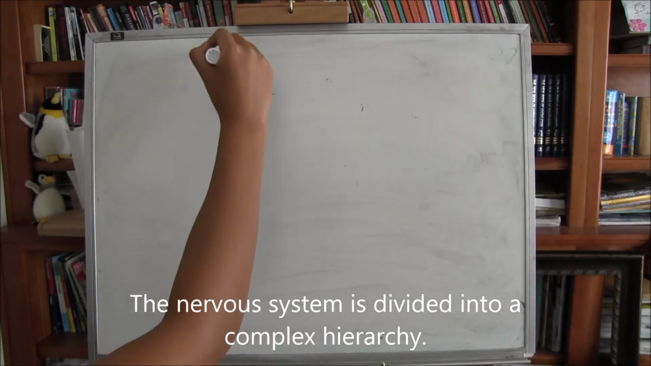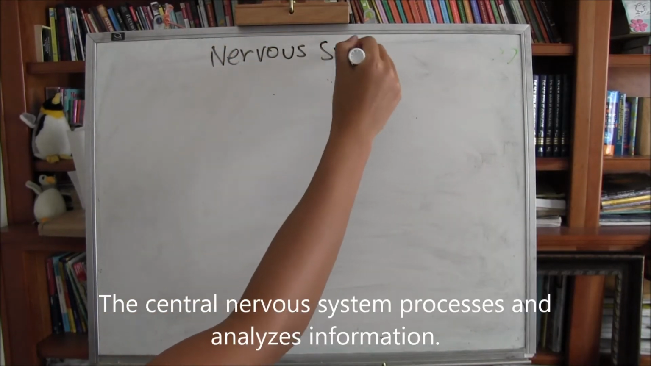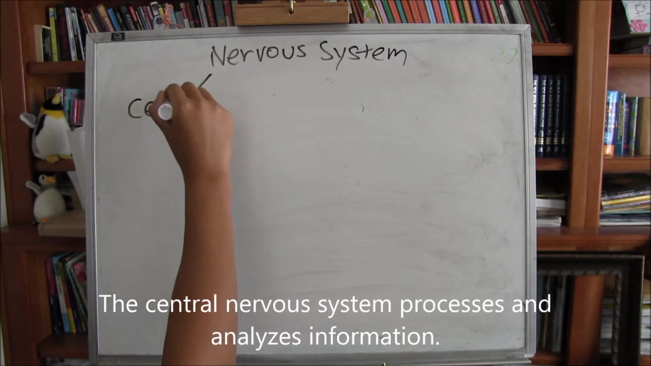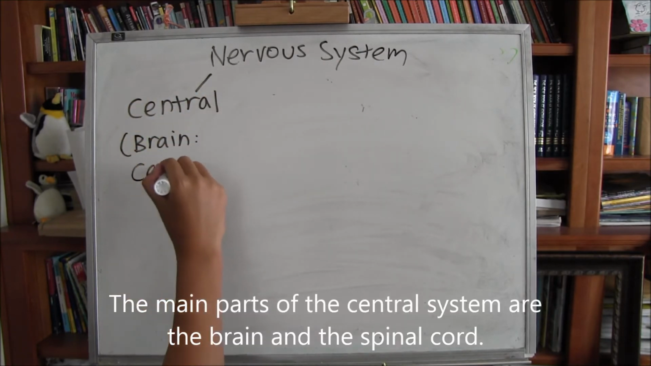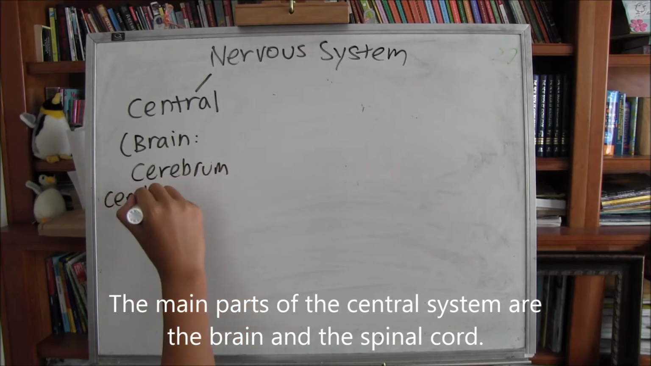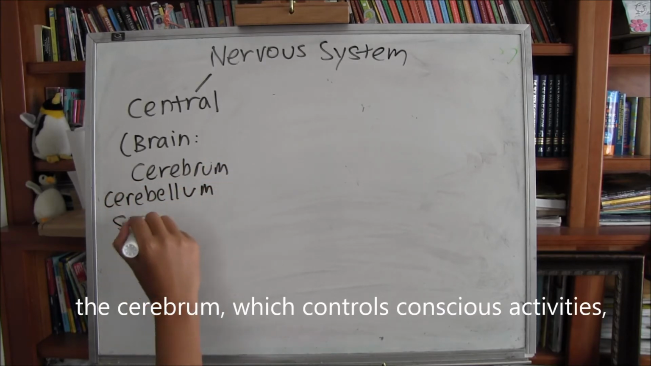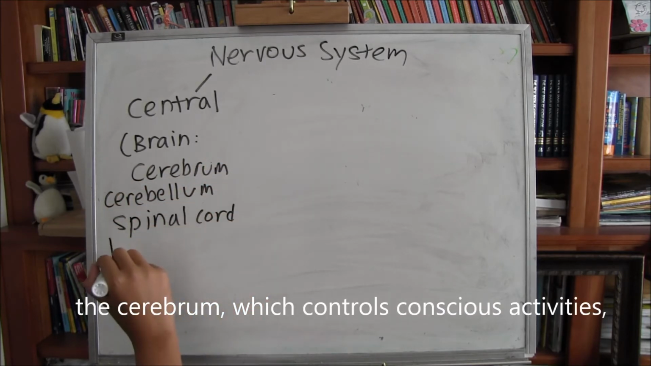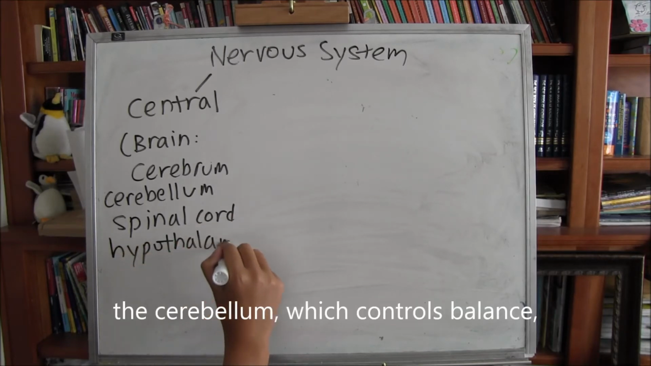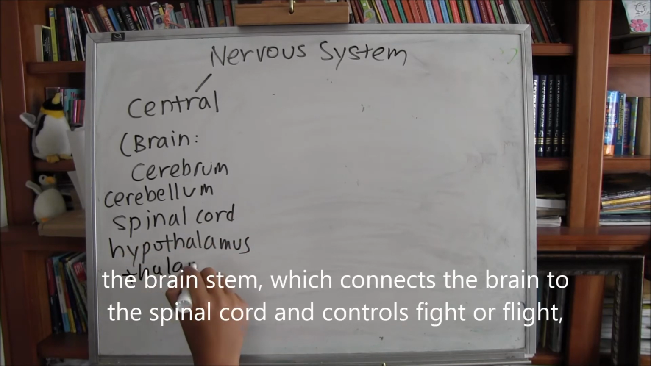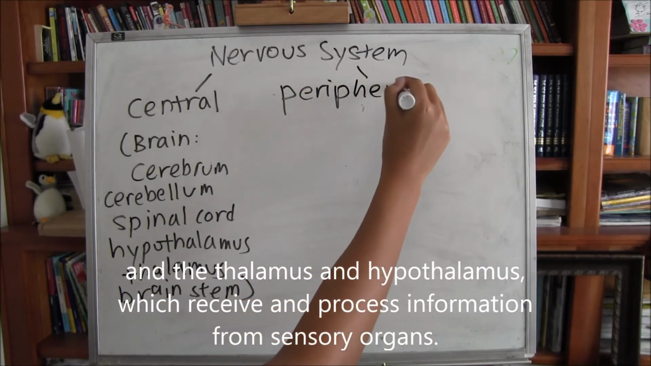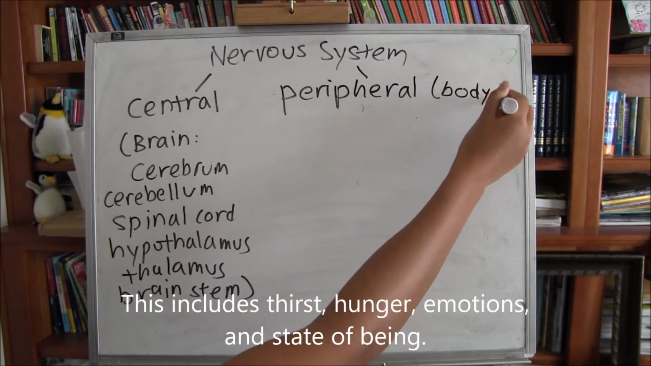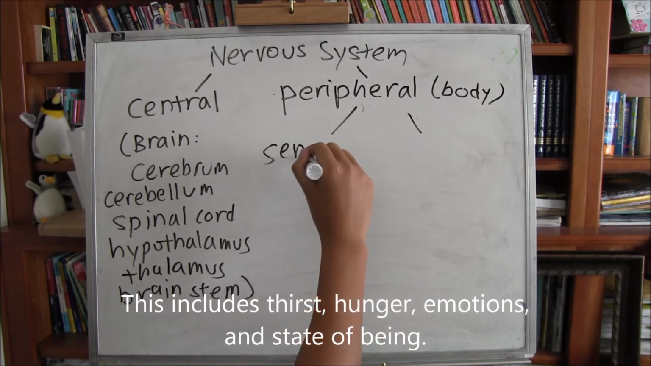The nervous system is divided into a complex hierarchy. The central nervous system processes and analyzes information. The main parts of the central nervous system are the brain and the spinal cord. Parts of the brain include the cerebrum, which controls conscious activities, the cerebellum, which controls balance, the brainstem, which connects the brain to the spinal cord and controls fight or flight, and the thalamus and hypothalamus, which receive and process information from sensory organs. This includes thirst, hunger, emotions, and state of being.